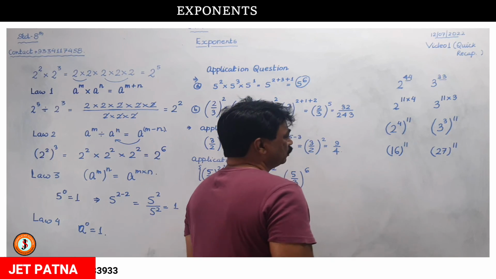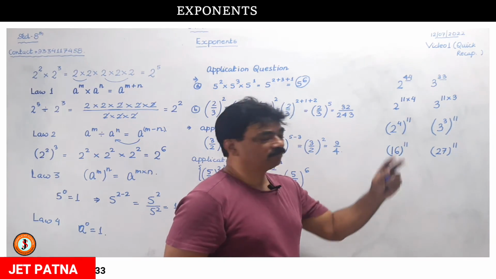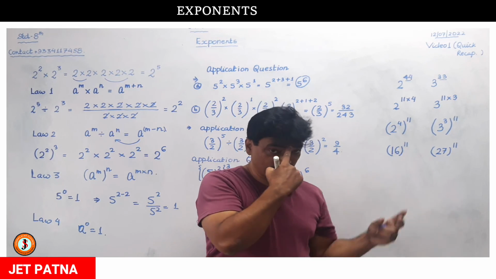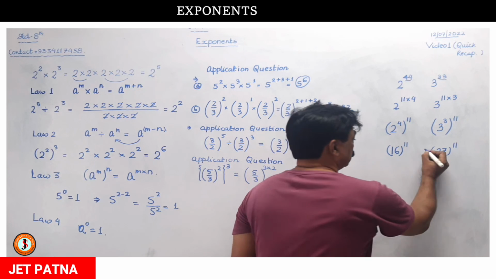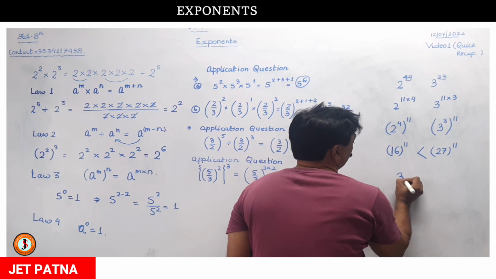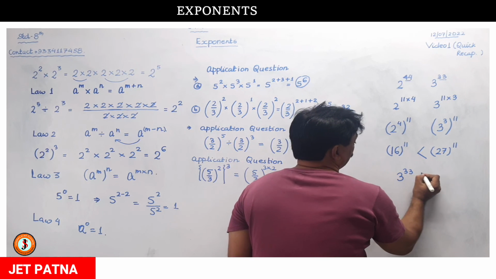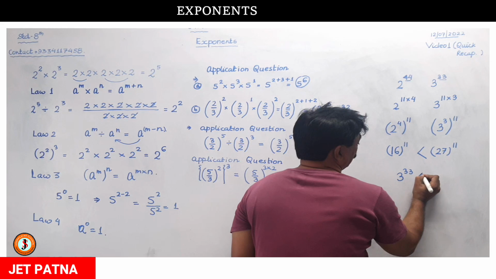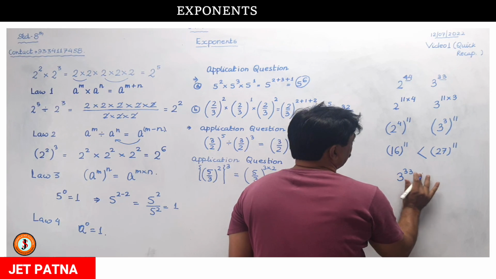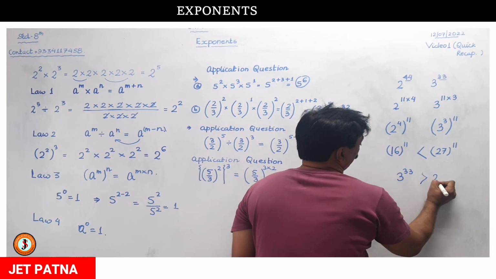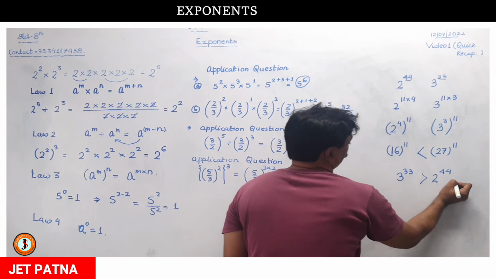3 cube is 27. Now which is greater? 16 multiplied 11 times or 27 multiplied 11 times? Of course, this is greater, so we can write down that 3 to the power 33 is greater than 2 to the power 44.